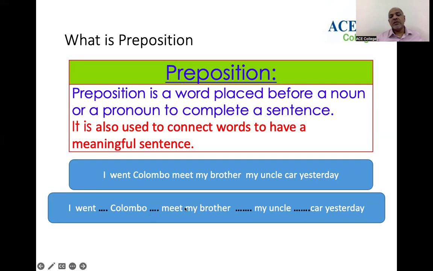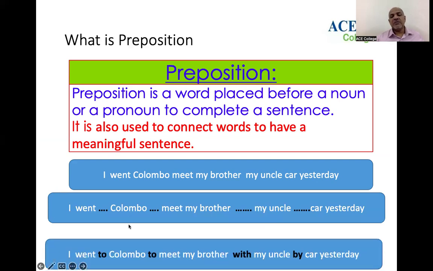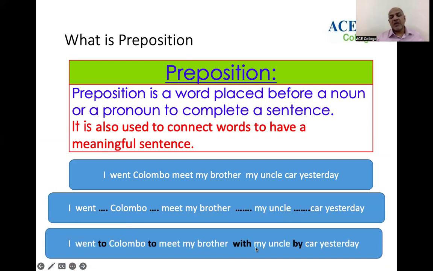Why? To meet my brother. To meet my brother, right? With whom? You have to put "with my uncle." How? "By car." Then you have to put when: yesterday. So: I went to Colombo to meet my brother with my uncle by car yesterday.